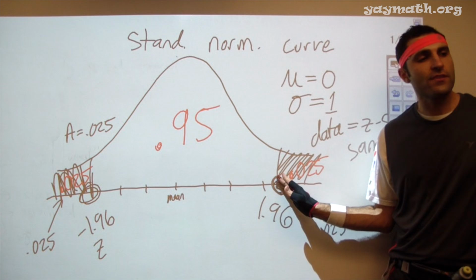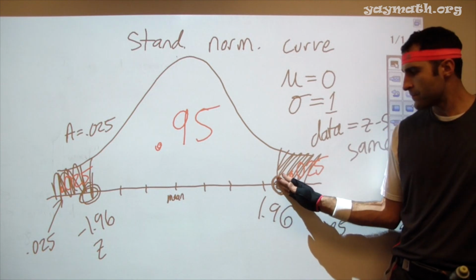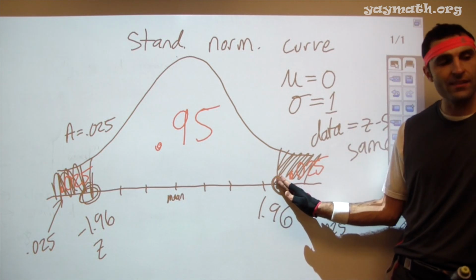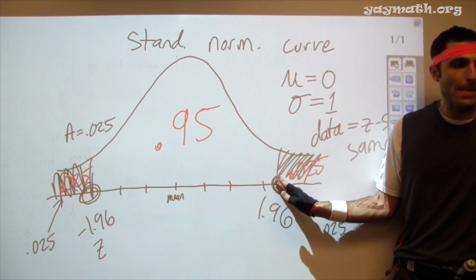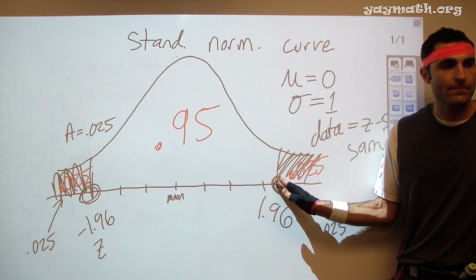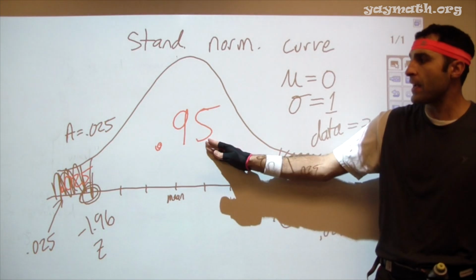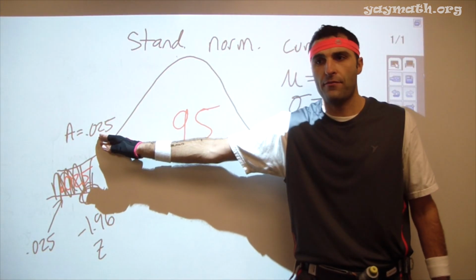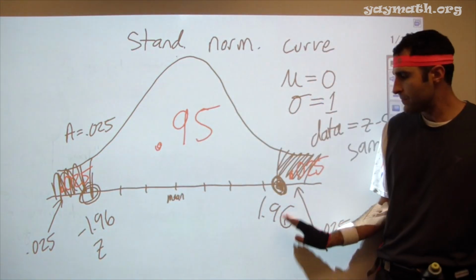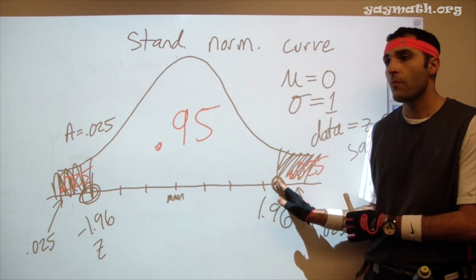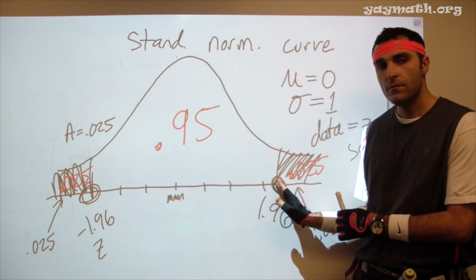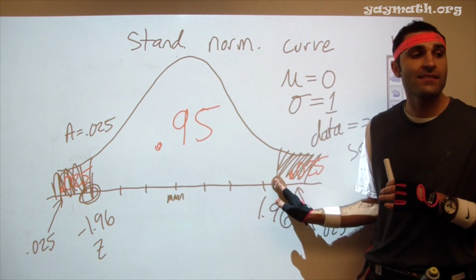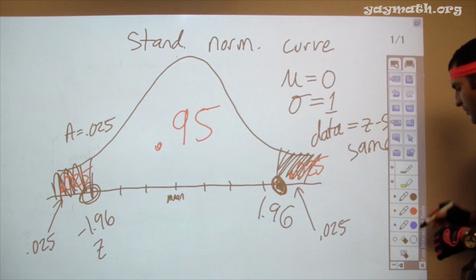What's the area associated to the left of this? You mean everything to the left of this? How much area is that? 95 plus 0.025. Yeah. What is that? Can someone help her? 0.975. So let's put that in blue.